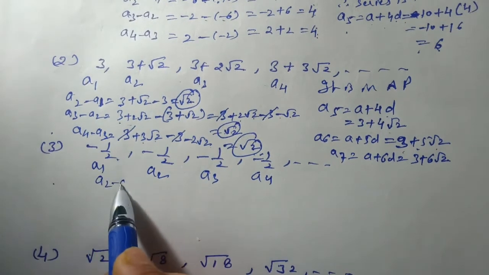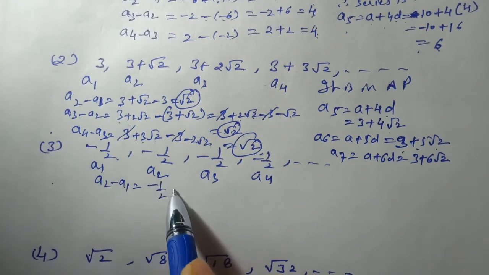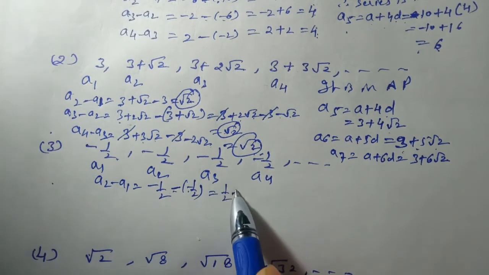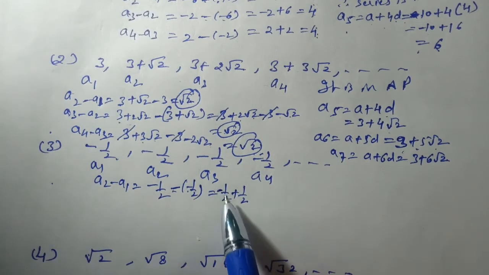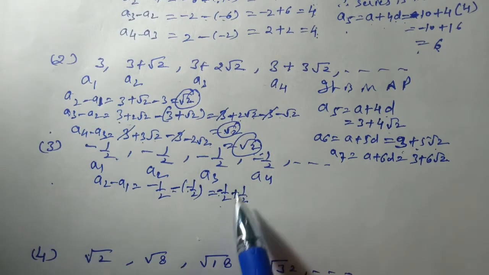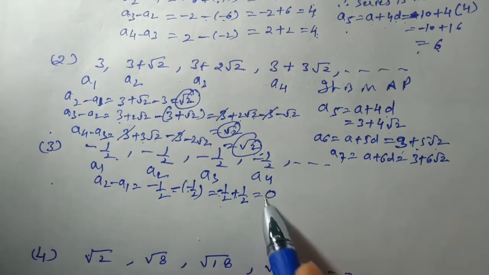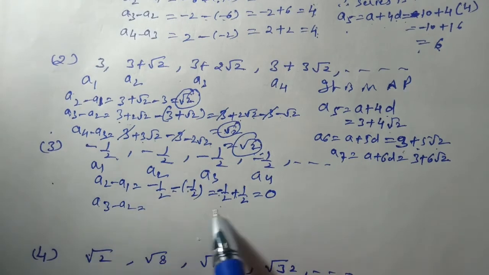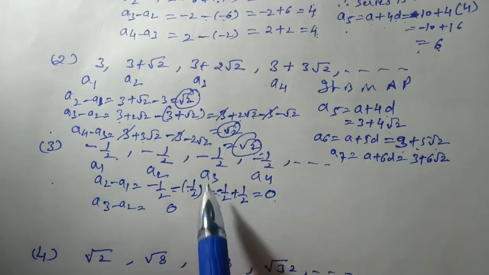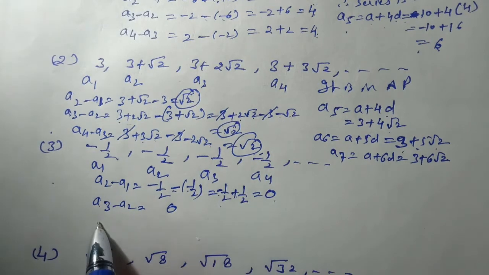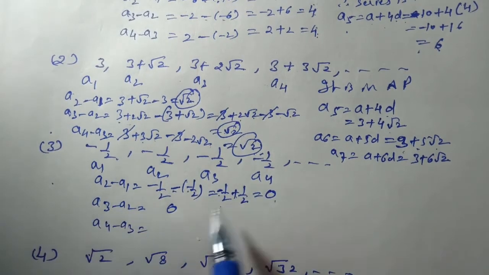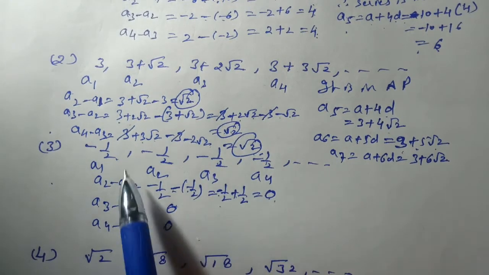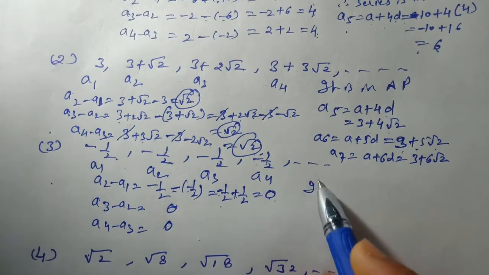Let us check. A2 minus A1 equal to minus half minus minus half. So minus minus will change into positive, and negative half and plus half will be minus plus minus, so this will give 0. When we subtract A3 and A2, we get the same value 0, because again we have the same values. When we find A4 and A3, again we have the same value, so we'll get 0. It means since the difference is the same, this is also in AP.